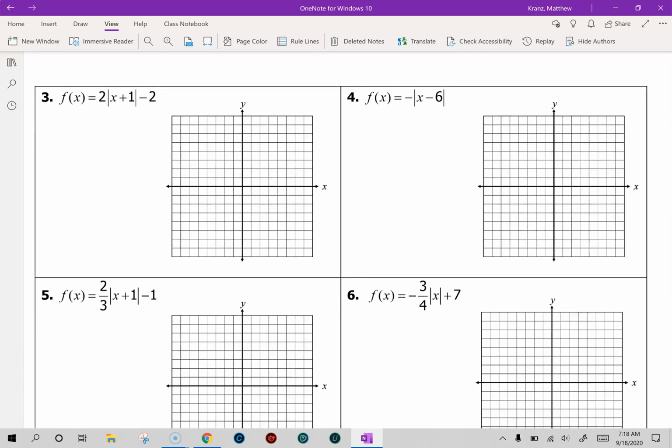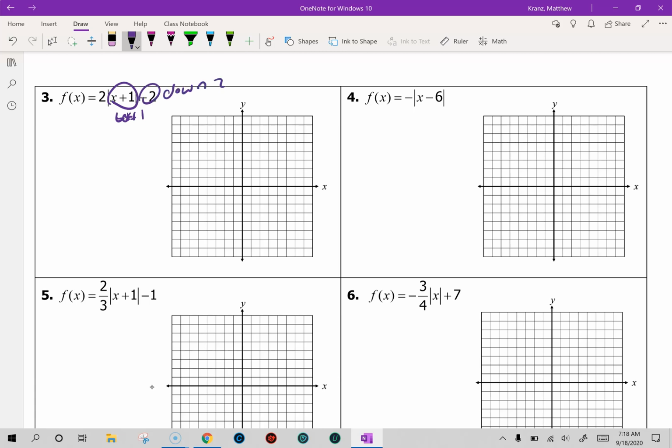So basically, when I look at this, this tells me that my x actually is going the opposite. When I add to x, I go left. So this is going to be left 1, and this will be down 2. So I go left 1, down 2, and that's my vertex. It tells me my slope coming on the right side is 2 over 1. So 2 up, 1 over, 2 up, 1 over, 2 up, 1 over, and that's how my absolute value function looks. And my vertex is at -1, -2.